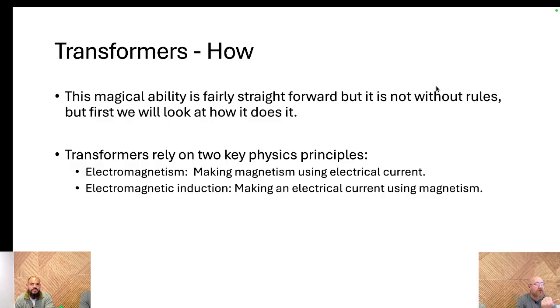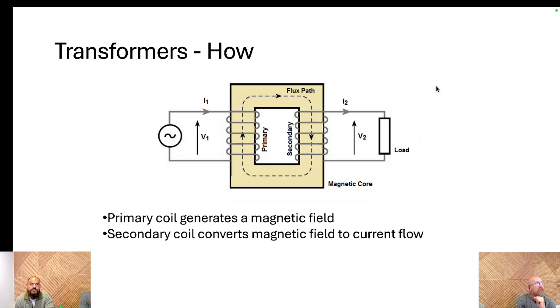So transformers use electromagnetism to create electromagnetic induction. It uses those same two principles that we covered in electromagnetism when we were talking about motors. It still applies here. So let's hit the next slide.